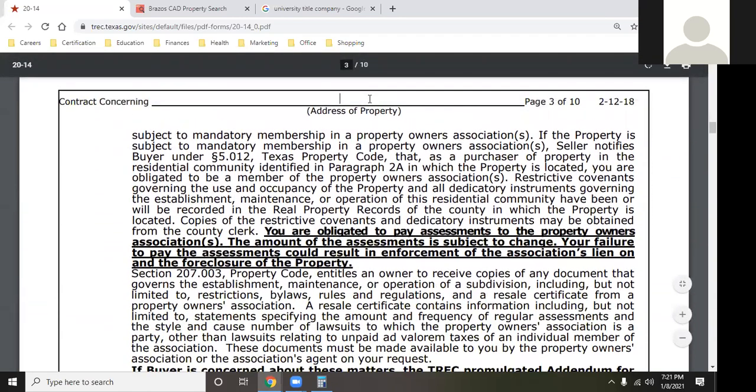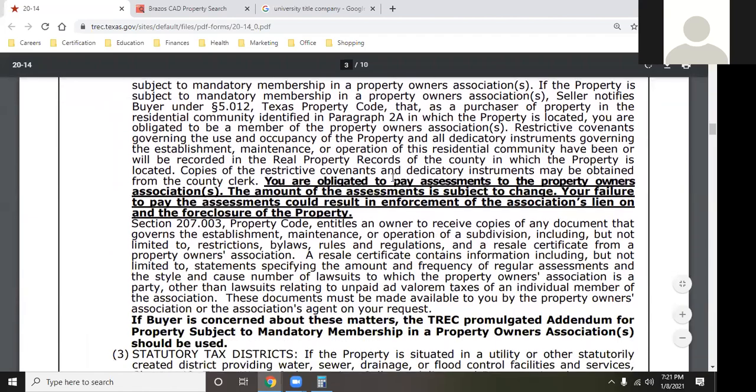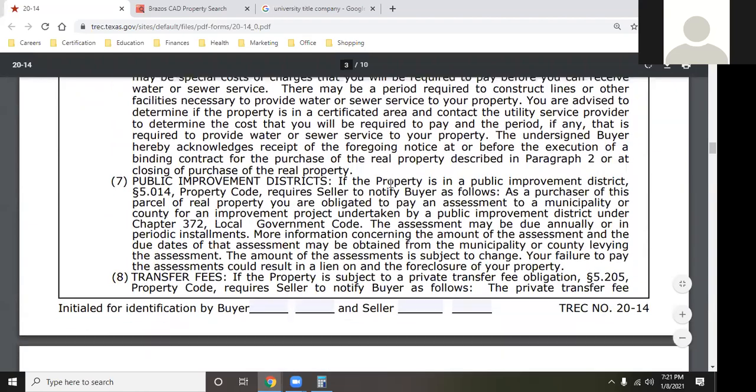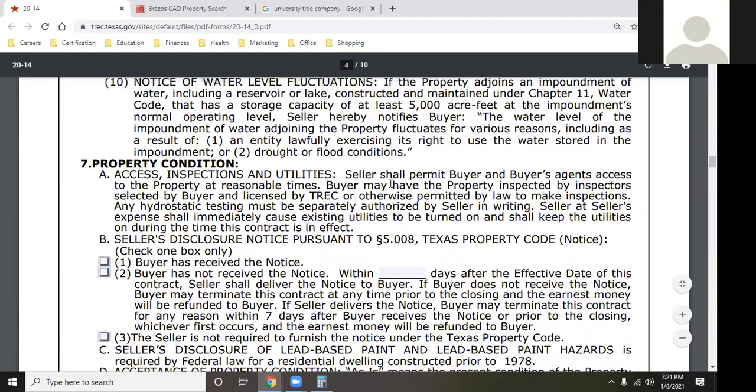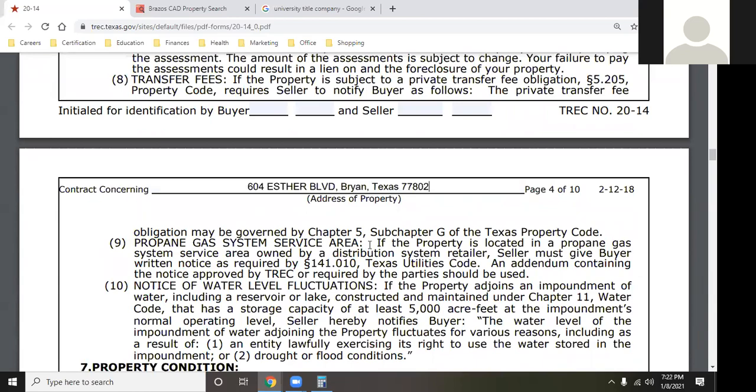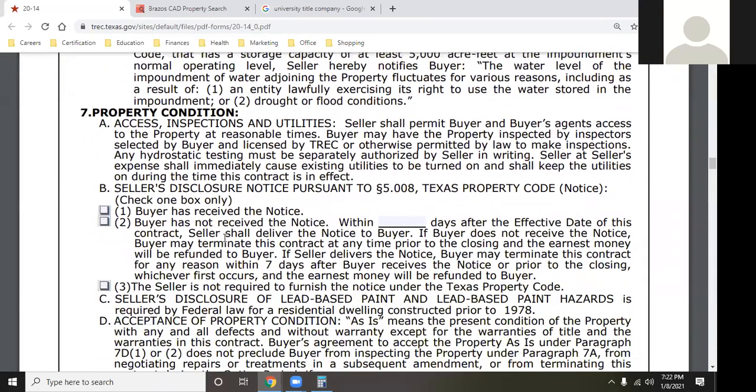Again, we need to put our property address here. Scroll down. All of these are just notices. Every one of those are notices. Oh, you skipped something. Or did I skip? An address. Thank you, ma'am. That's a good catch. Okay.